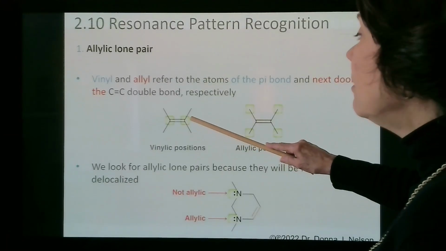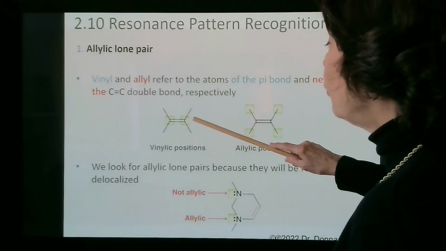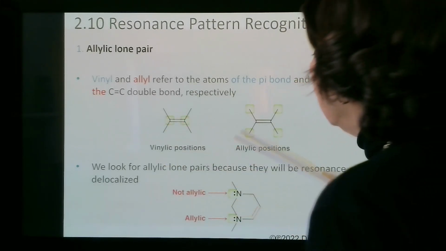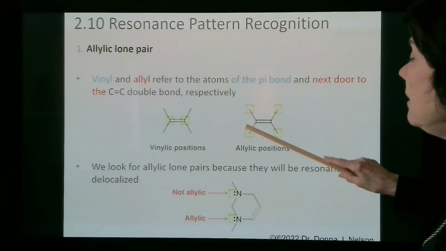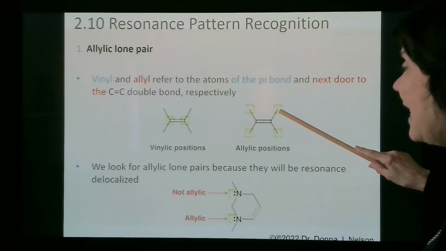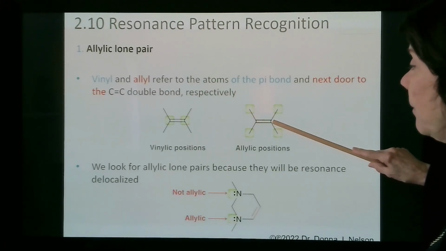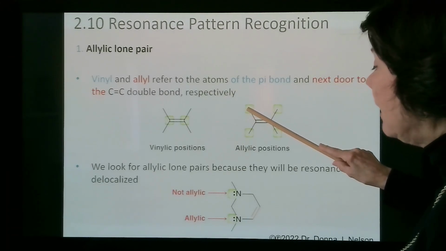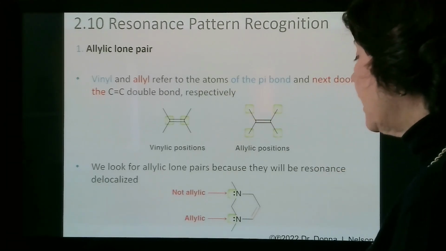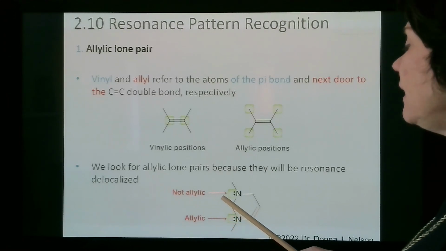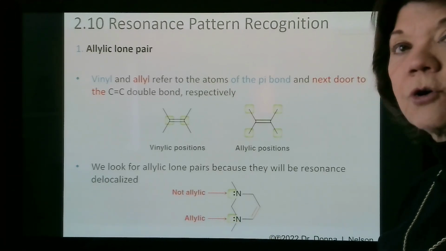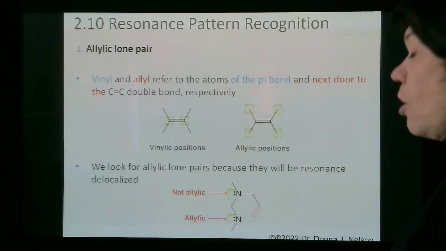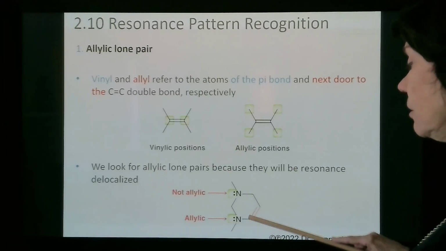So vinyl refers to the actual atoms of the pi bond. This is about vinyl position. This is allylic. So these, the allylic positions, are next to the carbon-carbon double bond. So this is vinyl, and then move out one, this is an allylic position. Okay, so they can be in a cyclic compound or acyclic. They can be on carbon or on oxygen or on nitrogen.